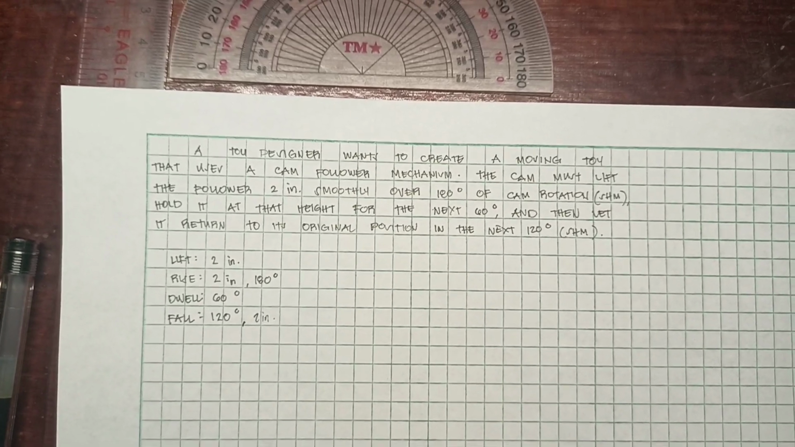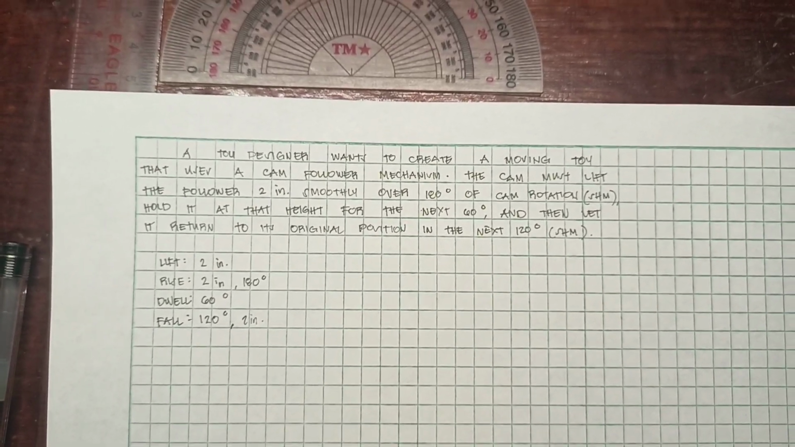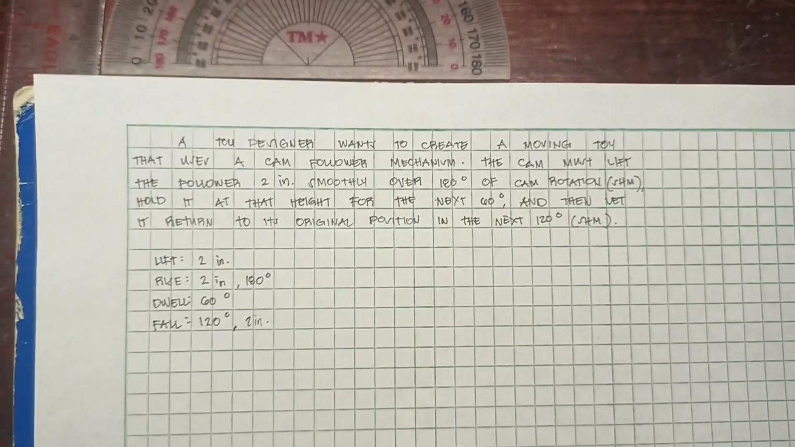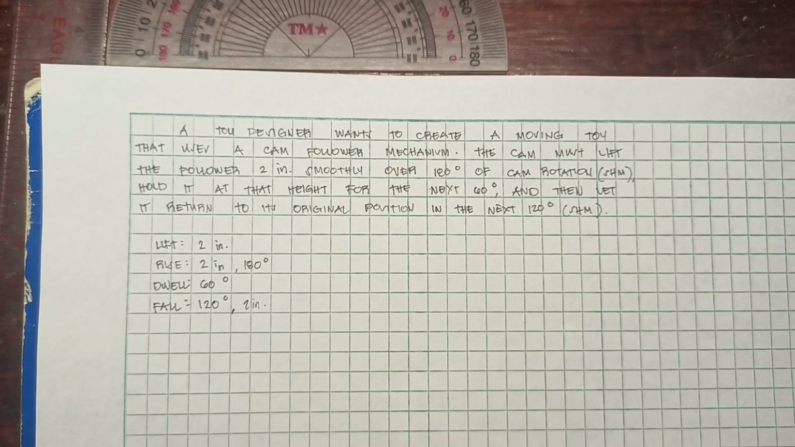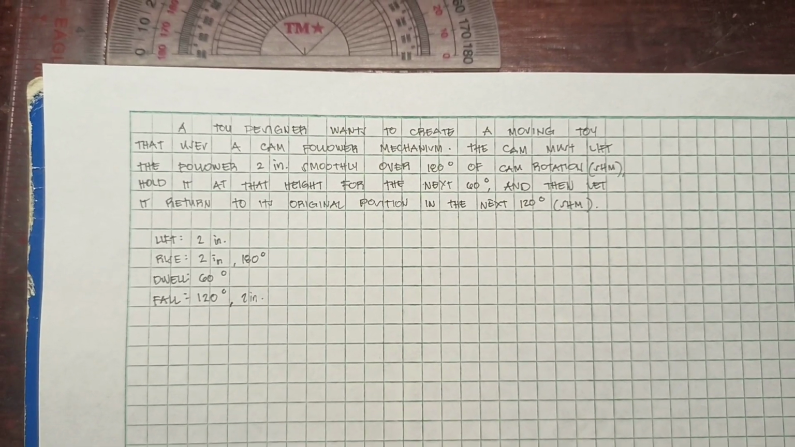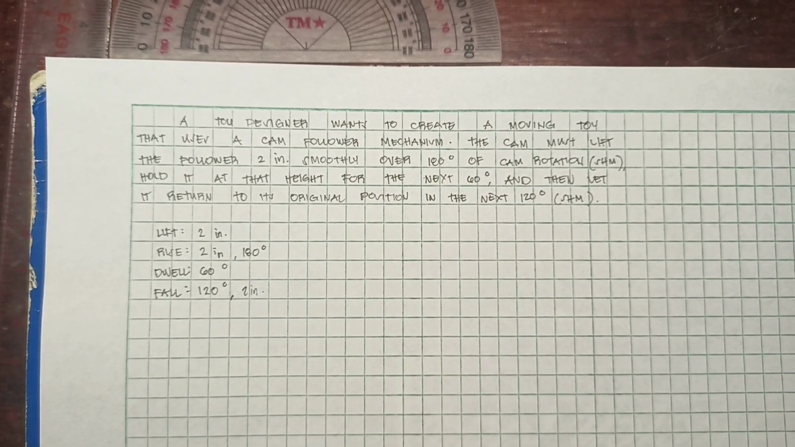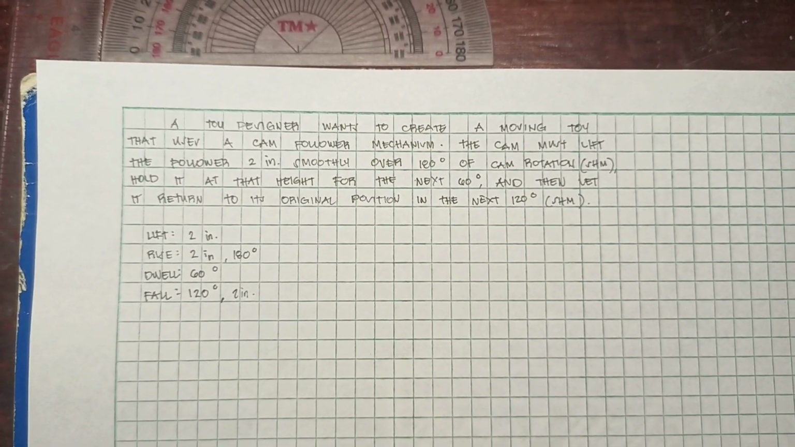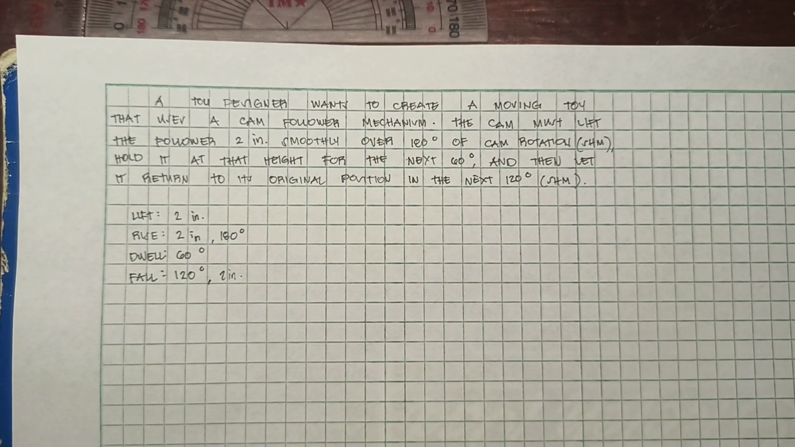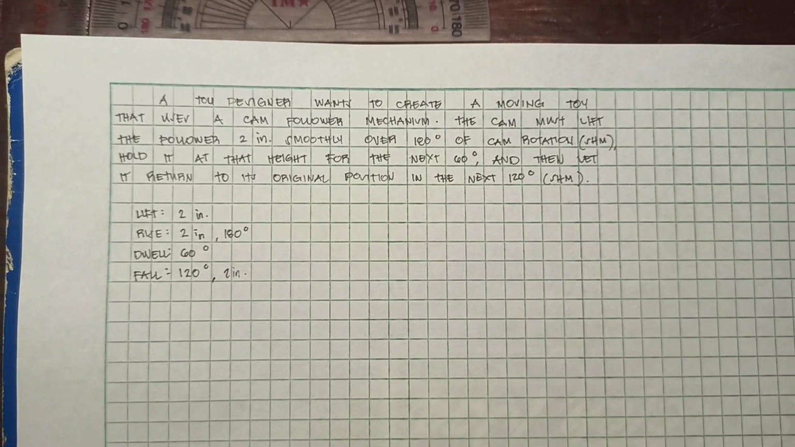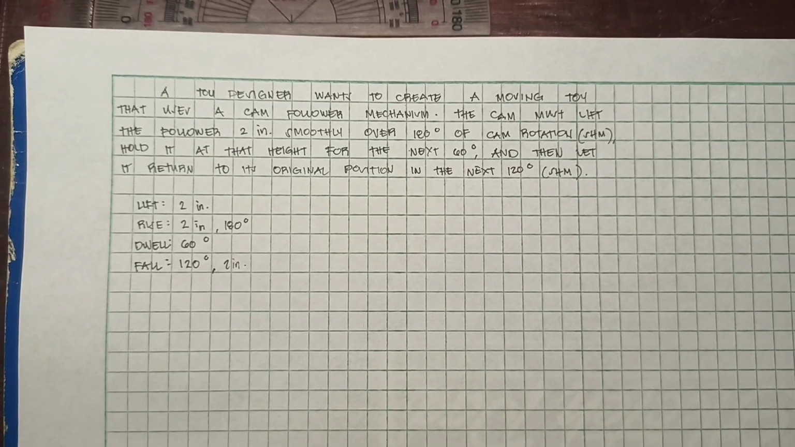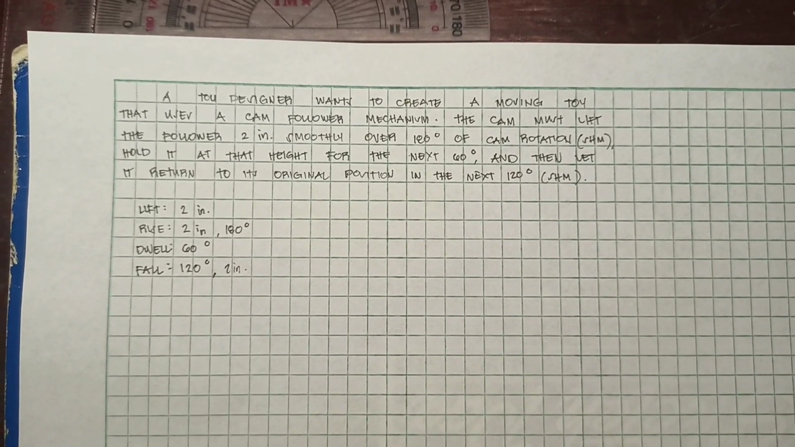Hello everyone, we are going to show you how to construct a cam and follower displacement diagram as well as a cam profile. In this problem, a toy designer wants to create a moving toy that uses a cam follower mechanism. The cam must lift the follower 2 inches smoothly over 180 degrees of cam rotation, hold it at the height for the next 60 degrees, and then let it return to its original position in the next 120 degrees. So first, we have to label the givens.